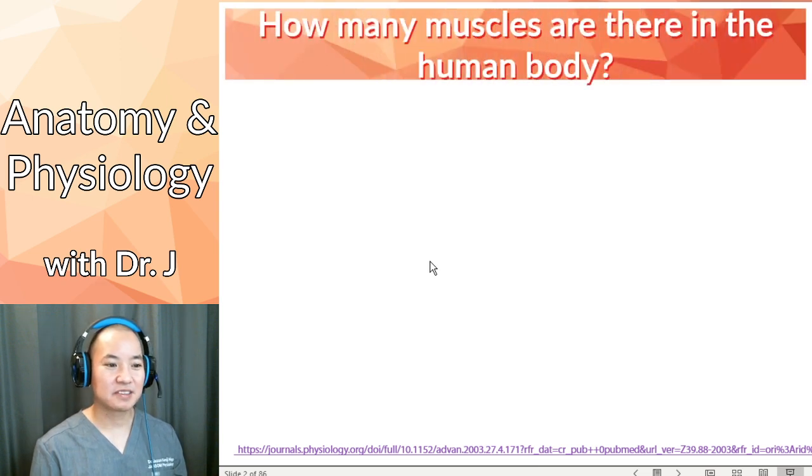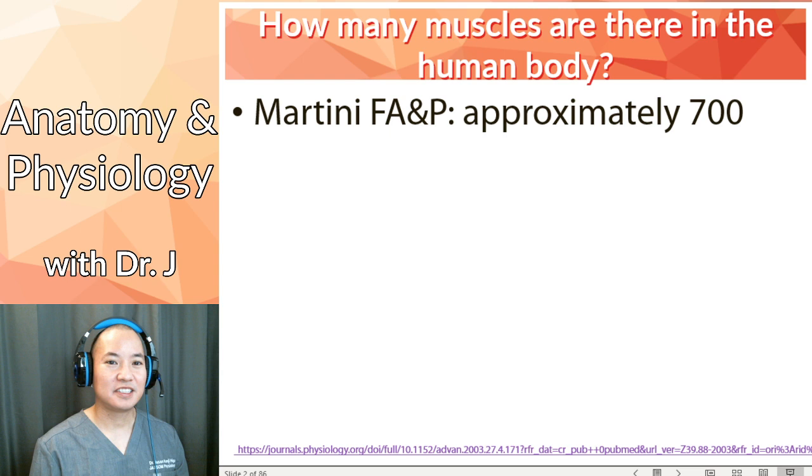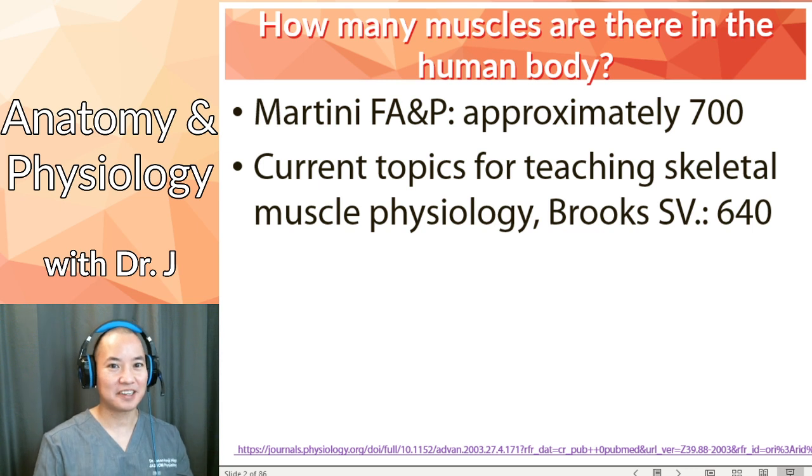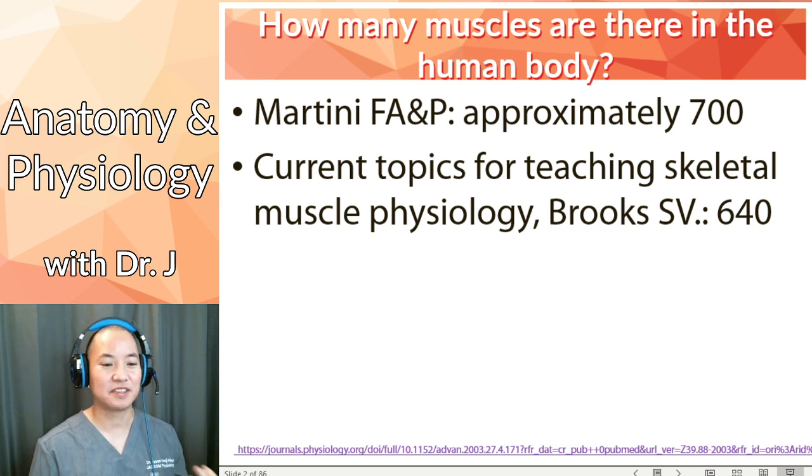So how many muscles are there in the human body? This is a common question. So we know there are 206 bones in the human body. But Martini, the Fundamentals of A&P book, says approximately 700. And this number is often thrown around: 640 to 650. I've seen this number thrown around; if you just Google how many muscles are there in the human body, you often see this 640, 650 number.